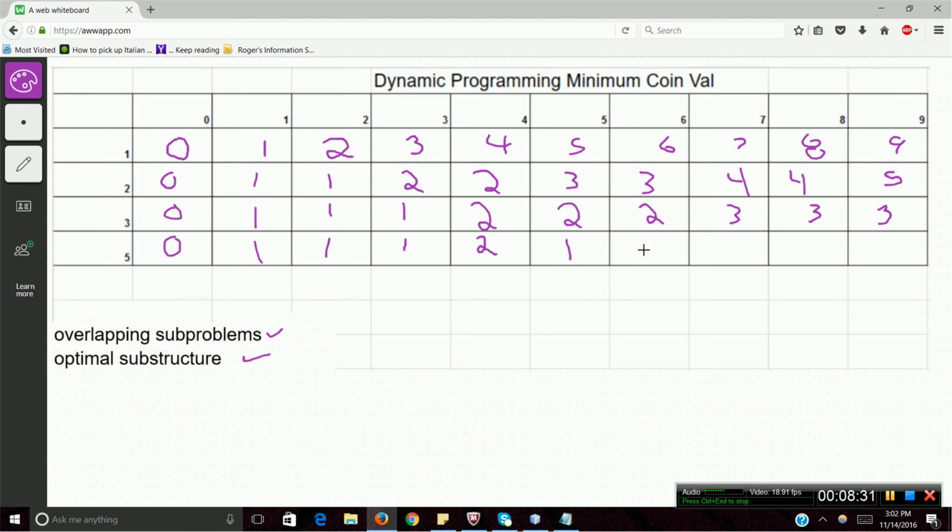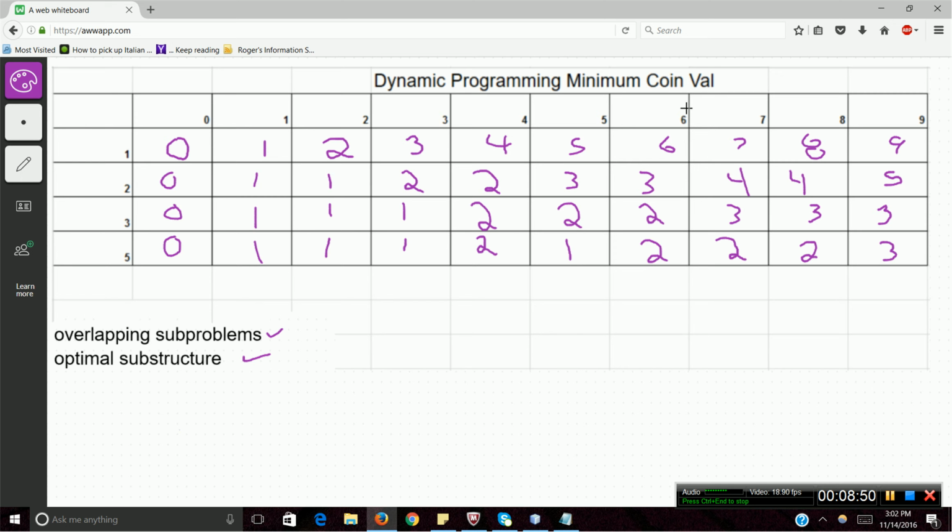So this requires 1. And so then in the same way, this is going to require 2. And then for the 7 cents, you're going to look 5 spots back. 1, 2, 3, 4, 5. So you know 2, 2, and then 3.